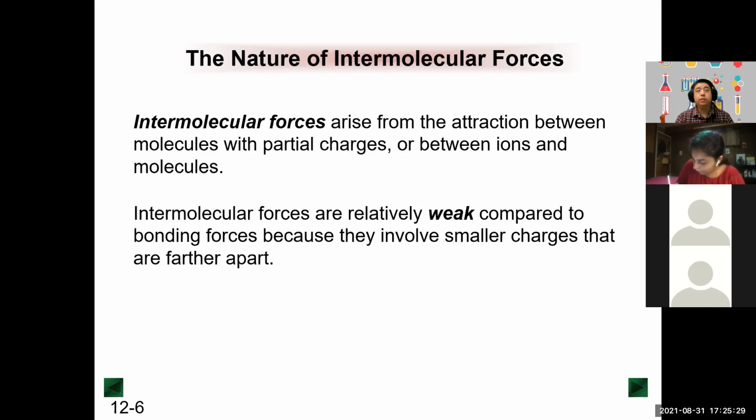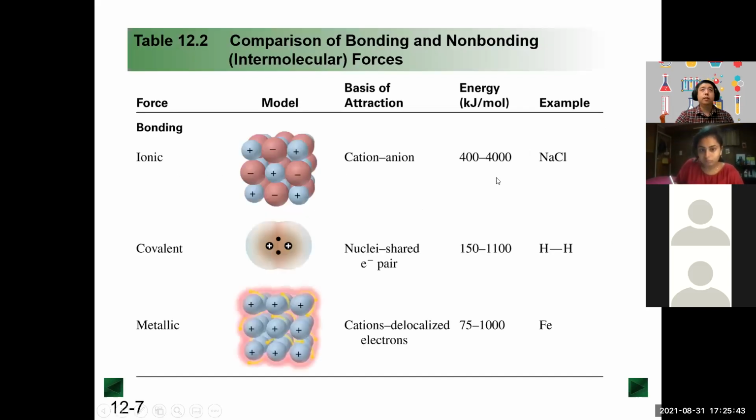So intermolecular forces is all based on attraction. And in terms of strength, these are significantly weaker compared to bonding forces. So intra is stronger than inter. So to give you an example of what I'm referring to here, pay attention to the energies here, okay? So ionic, covalent, and metallic, they all range from 400 to 4,000, 150 to 1,000, 75 to 1,000, okay?